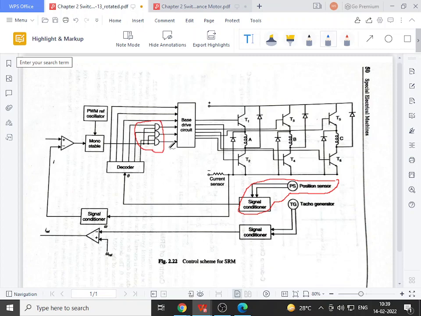If you look at this connection diagram, the output of the rotor position sensor is decoded, because this is an encoder. So we have to decode that output. For that purpose we use a decoder, and that decoded output is provided to the base driver or gate driver circuit. For the upper leg transistors, the rotor sensor position output is provided directly as an input.